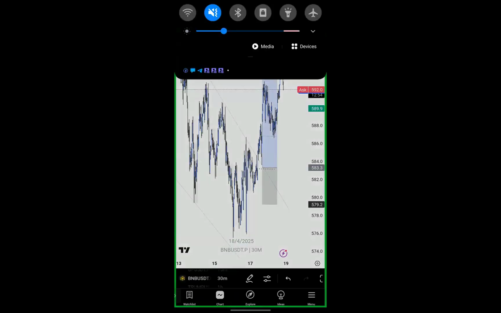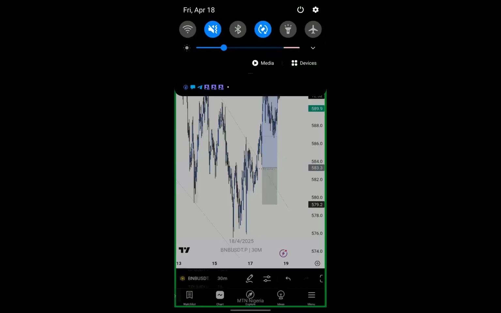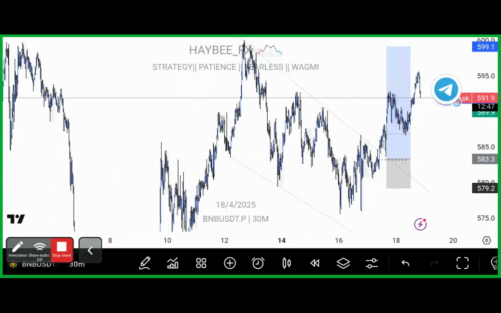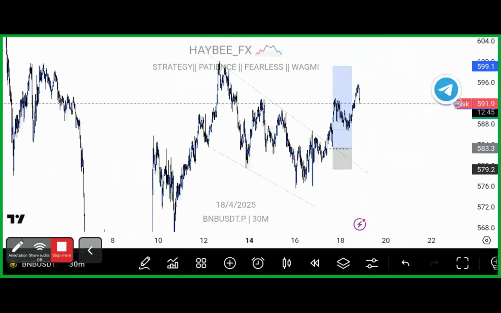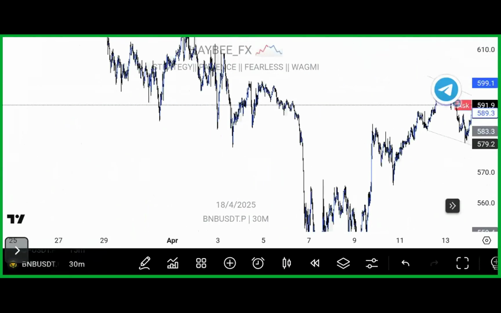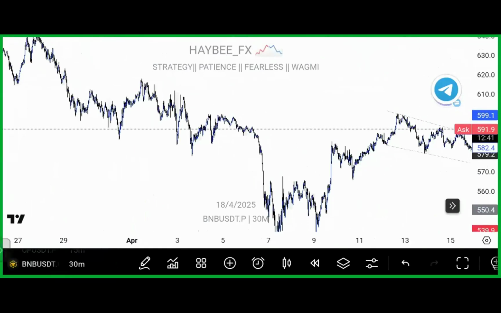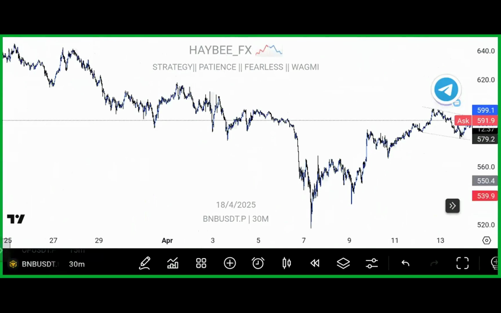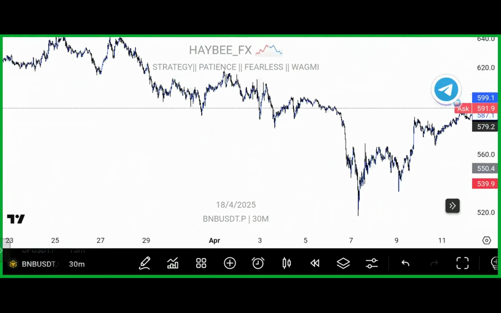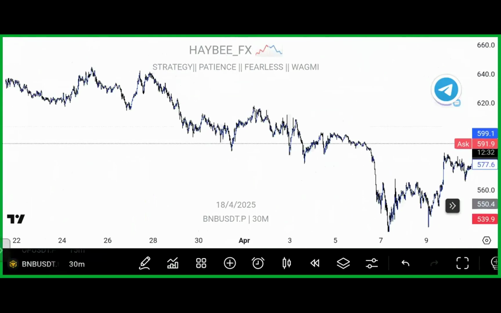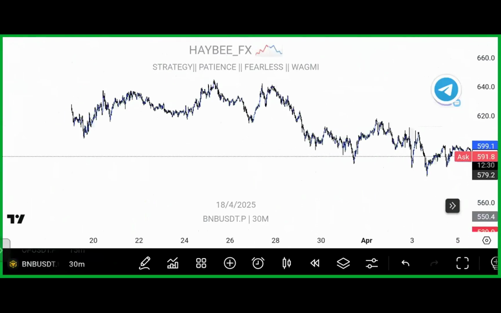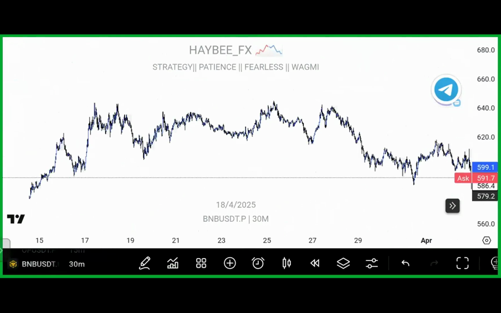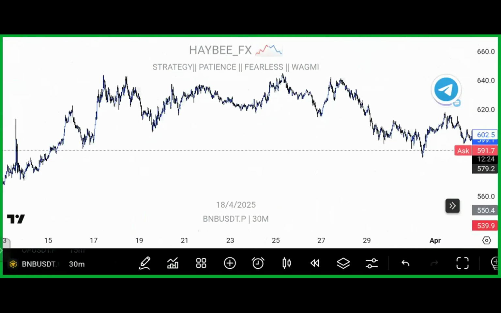So now this is the market. This is BNB USDT. So in technical analysis, like I said, we have support and resistance. So I will try and mark out some areas that look like support and some areas that look like resistance.